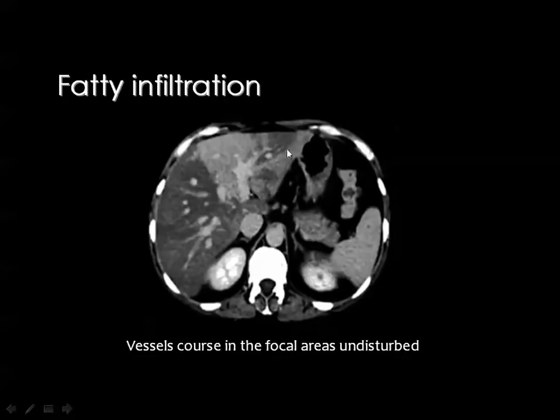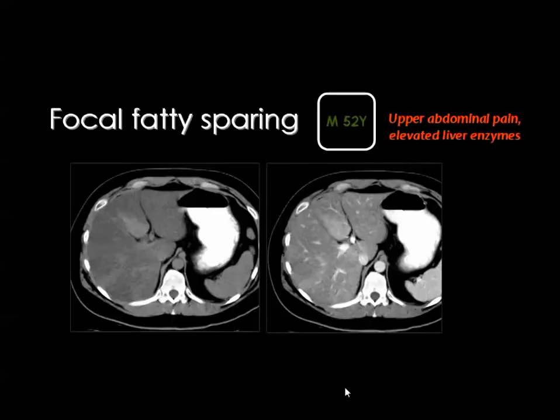And here is also an area of focal fatty infiltration of the right hepatic lobe, and you see vessels crossing through the fatty areas undisturbed. And on the opposite side, you may get fatty liver with a small area of focal fatty sparing, and this may represent a problem by ultrasound and sometimes by CT.